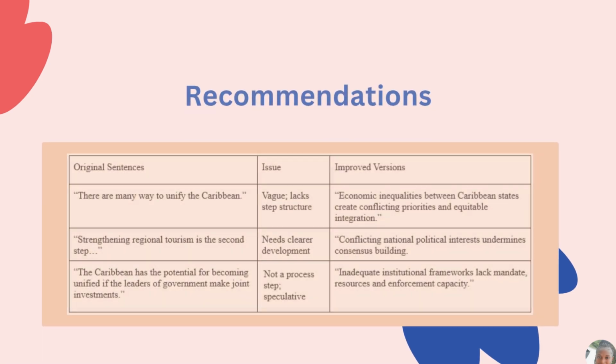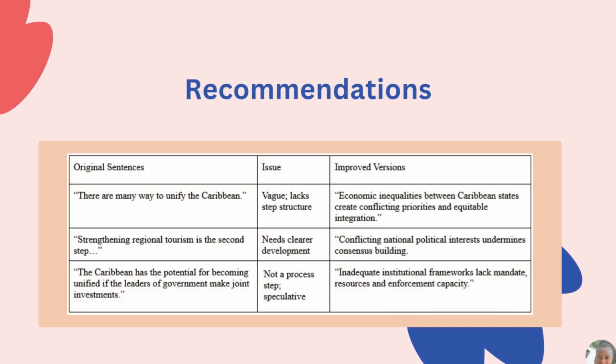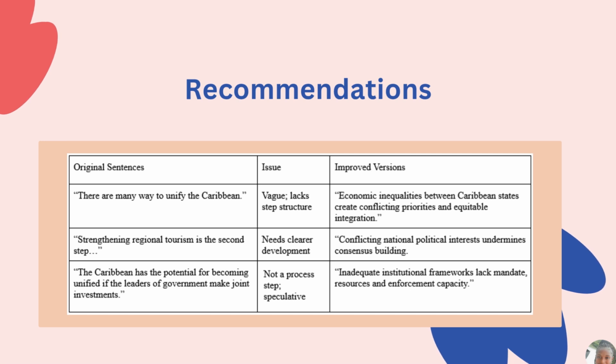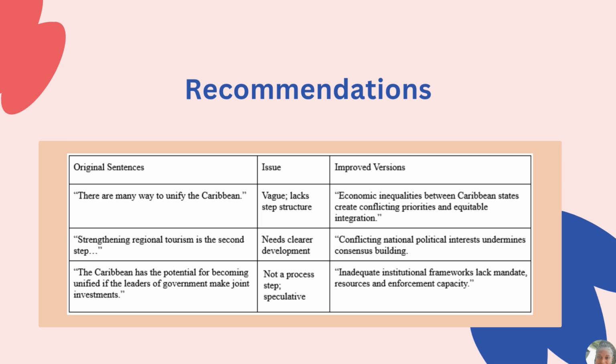Now, looking at Lazarine's topic sentences, it is discovered: there are many ways to unify the Caribbean. This lacks direction, and does not provide a step or cause. We propose changing the sentence to: economic inequalities between Caribbean states create conflicting priorities and inequitable integration. Secondly, "strengthening regional tourism is the second step." This is closer to the expected structure, but it remains immature. A simpler version would read as follows: conflicting national political interests undermine consensus building.